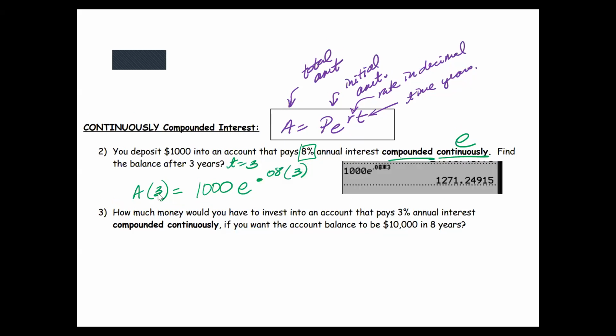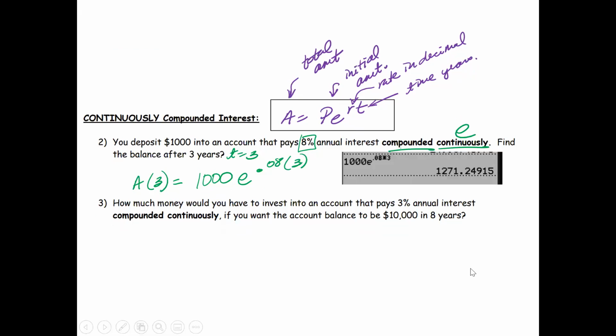Which I know you're thinking, well, that doesn't seem like a lot, but you still get like $271 back, so that's some extra money. So how much money will you have to invest into an account that pays 3% annual interest rate compounded continuously, if you want that bank account to be at $10,000 in 8 years?